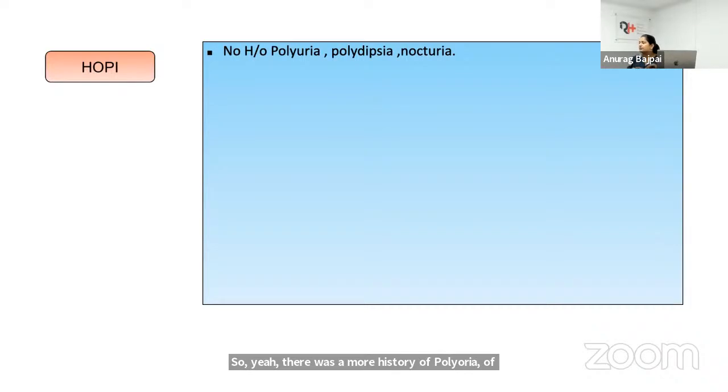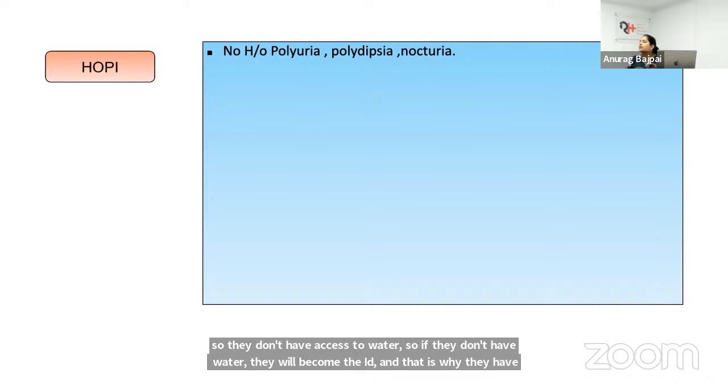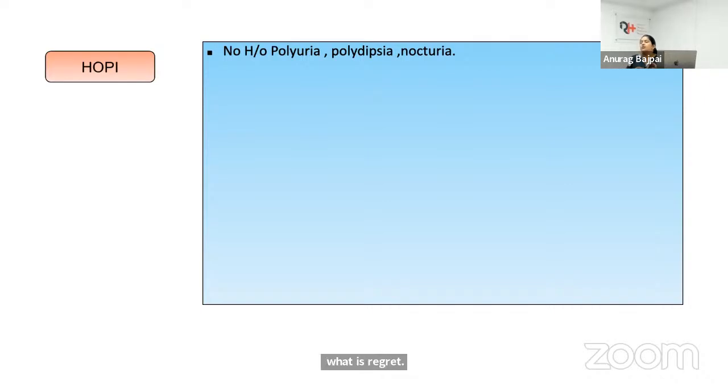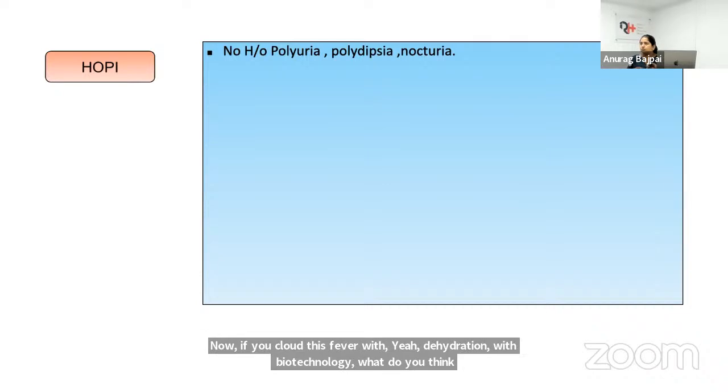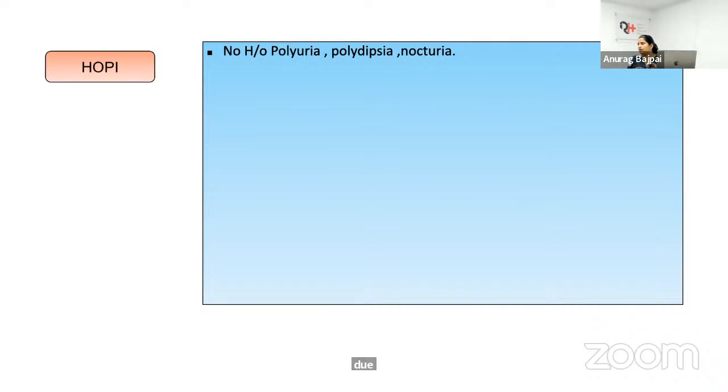In the early age group, they definitely don't have access to water. So if they can't have water, they will become dehydrated, and that is why they have got this recurrent fever. Now, if you club this fever with muscle weakness, dehydration with myopathy, what do you think? Dehydration with muscle weakness, not exactly myopathy. So can the DI cause that picture typically?